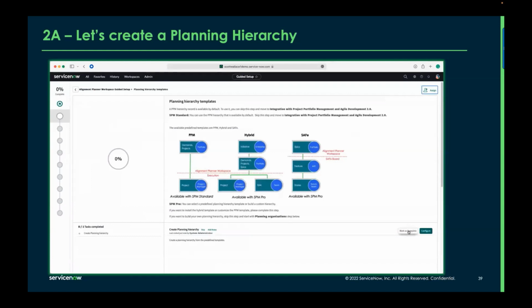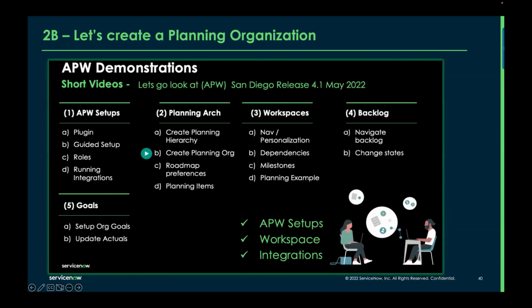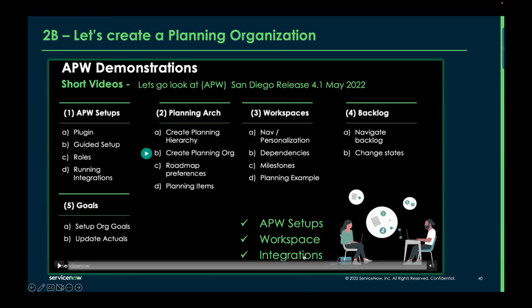So again, you see on this page, we have hierarchies provided for PPM, hybrid, and SAFe, agile-only kind of model, right? Most customers we've seen are picking hybrid because they have some level of agile going on, and they have maybe epics or something like that, right? All right. Next, let's create the planning organization.